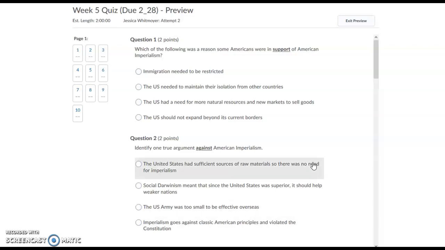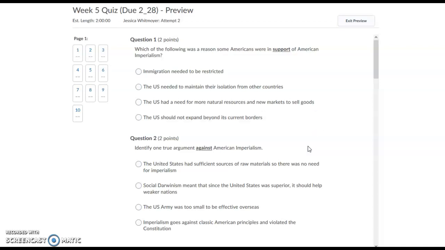Question 1. Which of the following was a reason some Americans were in support of American imperialism? Immigration needed to be restricted. The U.S. needed to maintain their isolation from other countries. The U.S. had a need for more natural resources and new markets to sell goods, or the U.S. should not expand beyond its current borders.